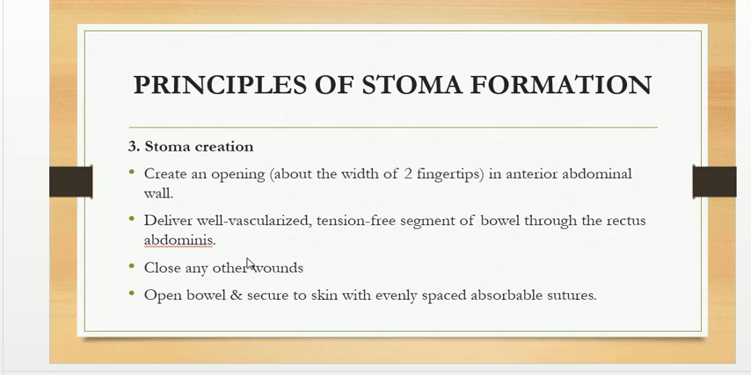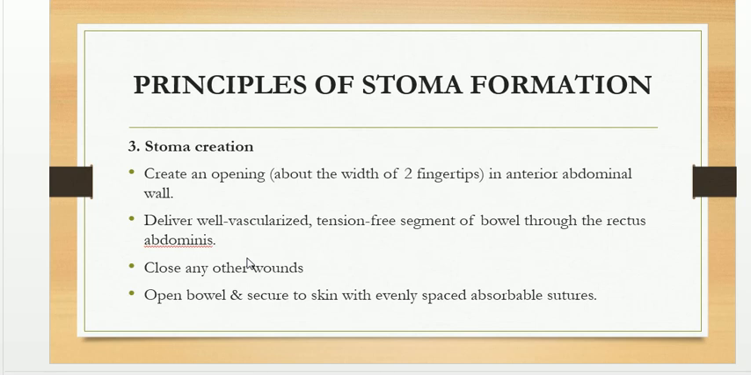Stoma creation. Another important aspect of the principles of stoma formation is how to create the stoma. Create an opening about the width of two finger breadths. This is a rough estimate: while making an opening in the anterior abdominal wall, the part of gut passing through that hole should be a minimum of about two finger breadths. Deliver a well vascularized, tension-free segment of the bowel through the rectus abdominis.